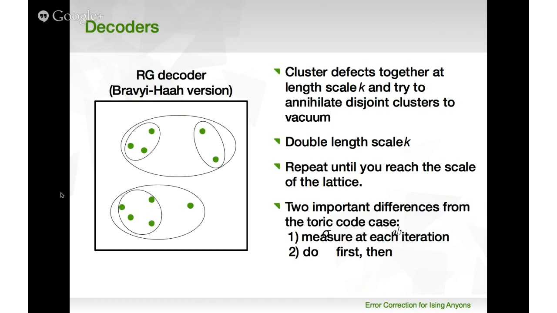You can adapt this decoder to the non-abelian setting. There are two important differences from the toric code case. You have to measure the charge configuration after every iteration. This makes it seem like it would be difficult to use other versions of the RG decoder. I'll say a little bit more about this later. One thing that we found gives slightly better thresholds is that we first run the decoder on just the sigma particles. Remember that the sigma particles always either fuse to vacuum or to psi. So if we run it on just the sigma particles, we're left with just a collection of psi particles. Then we run the decoder again on the residual psi particles. We found that this worked slightly better than just squishing everything together and not differentiating.